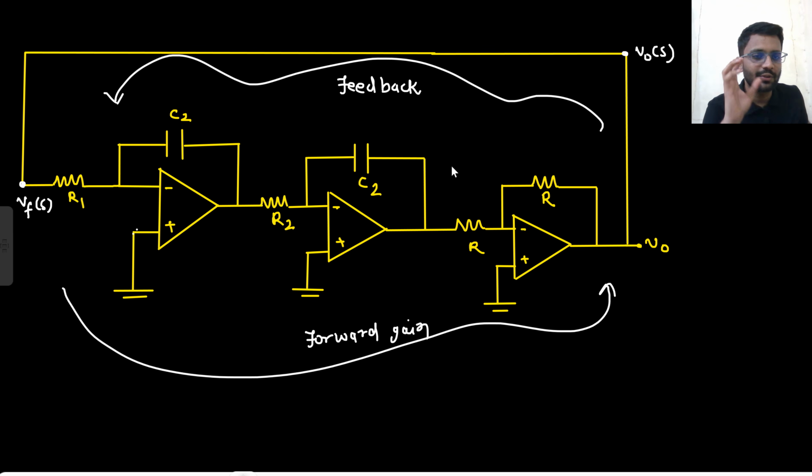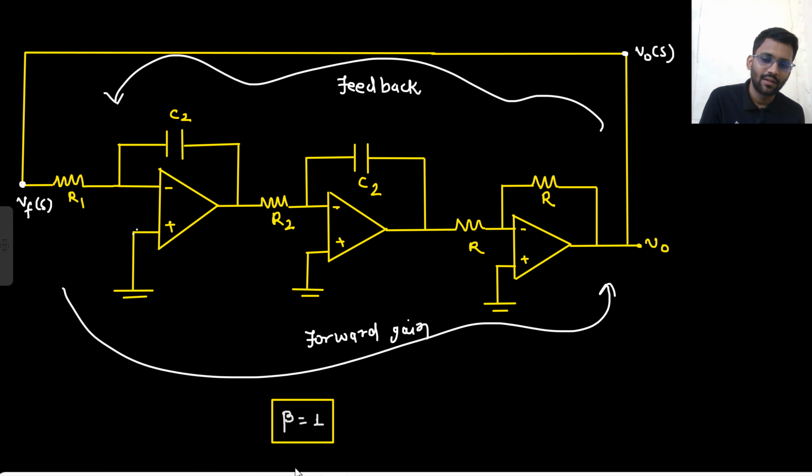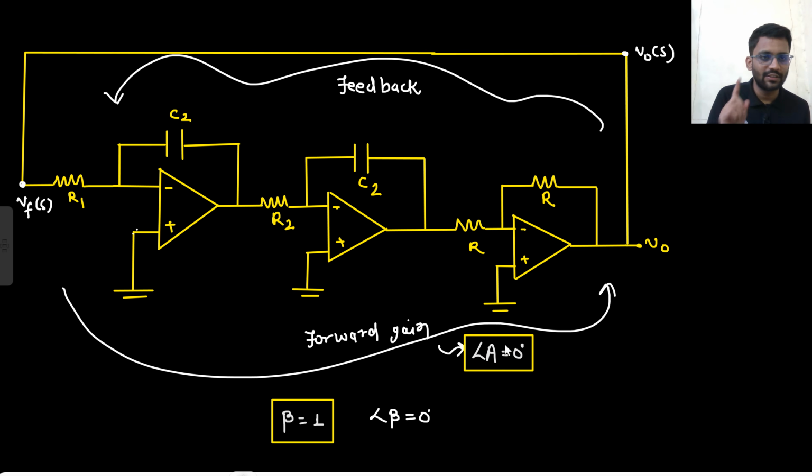So in the questions on oscillators, the important part is always to find the feedback and the forward gain. So from here to here, this is my forward gain and this part is being fed back. That's it. So what is my feedback factor beta? That is equal to 1. Right? What is the phase shift of beta? That is equal to 0 degree. So from the forward path you require 0 degree phase shift, because the feedback path has 0 degree phase shift. This is required.